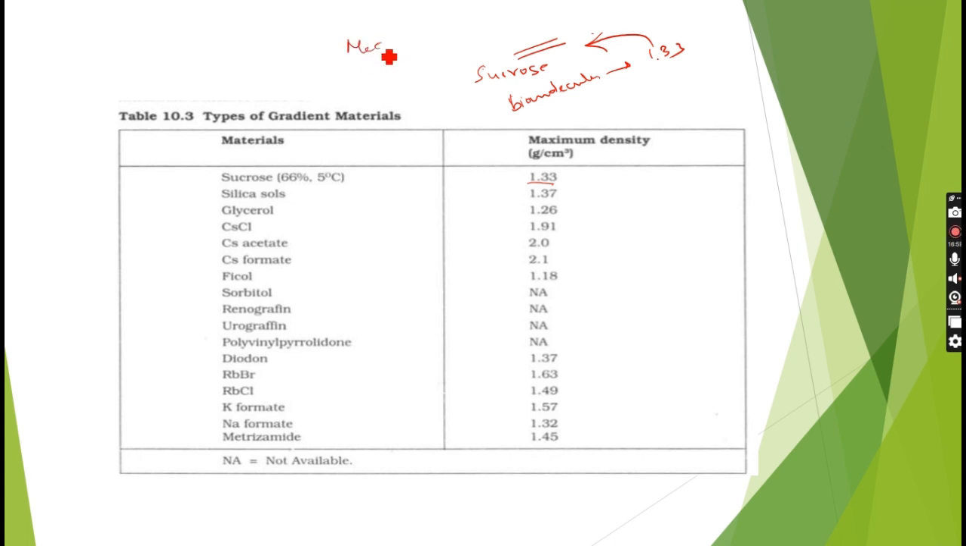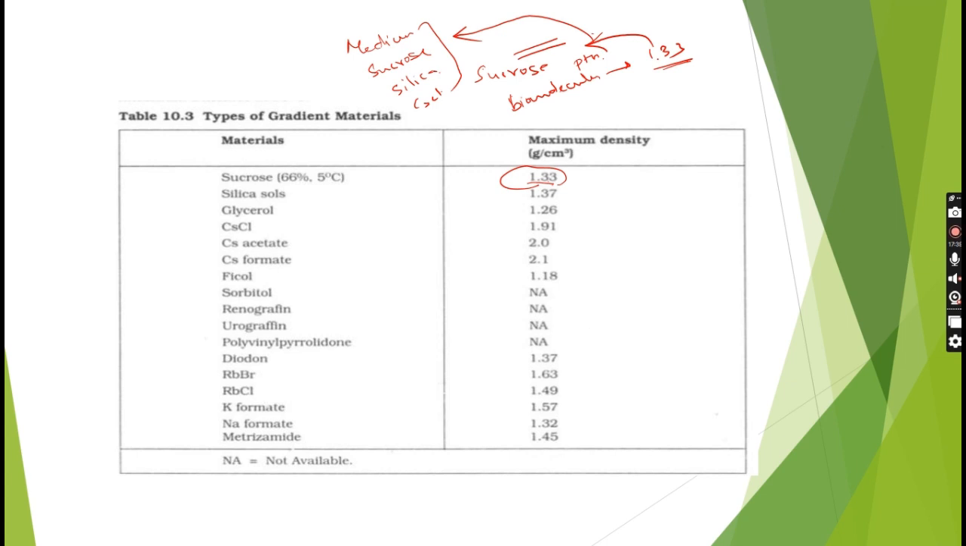A medium can consist of sucrose, silica and cesium chloride. Like that, different media are used. If a biomolecule has a density of 1.33, for example a protein, then the 1.33 gradient, which is sucrose, is the region where the protein is going to be separated off. Like that, there is a standard density for each medium, so that it can be useful for identifying the protein density, for identifying the biomolecule density.